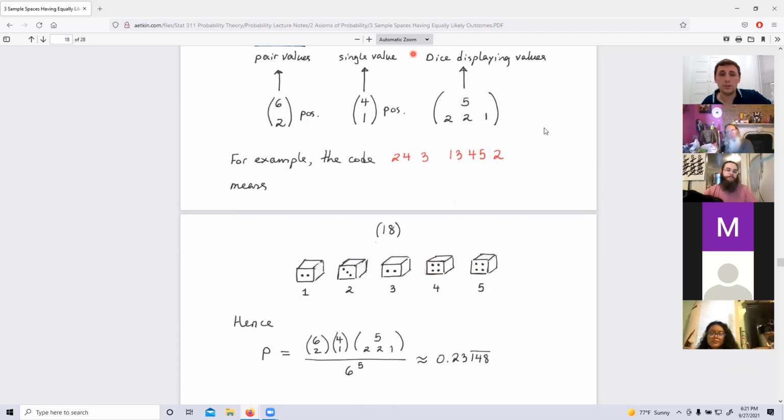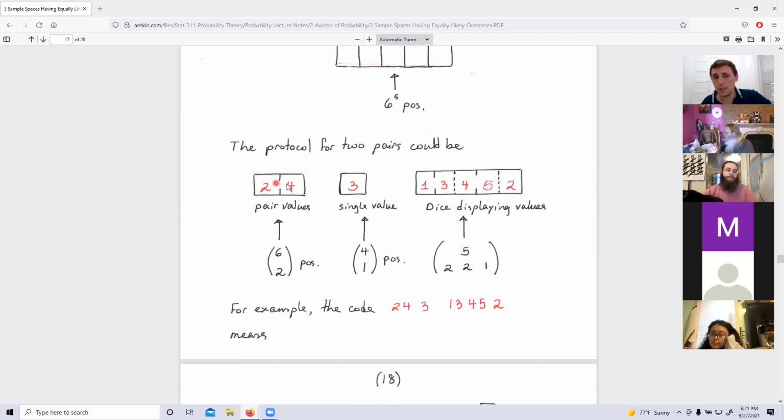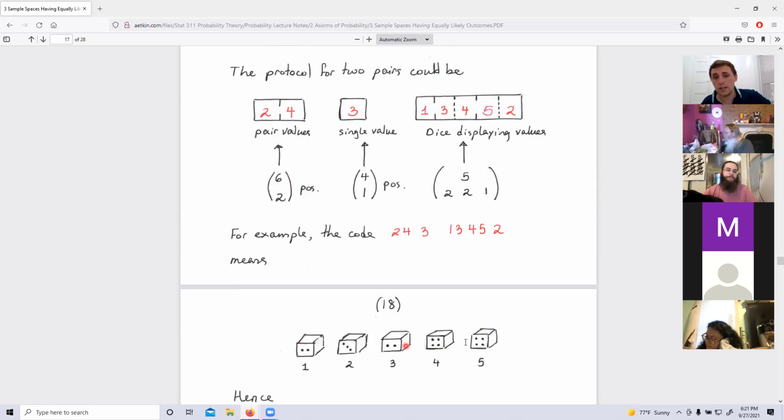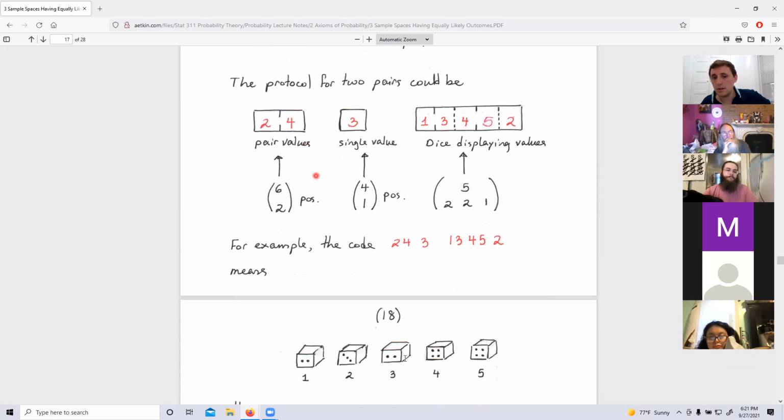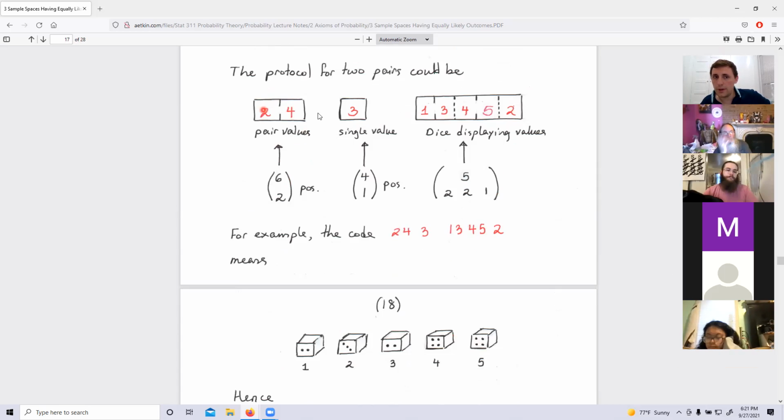So let's see if this code works. You agree with that? Look at it. So how do I write this information into my boxes? The pair values: the smallest pair value is 2, the larger pair value is 4. Agreed? This information is not enough to know everything, right? And then of course I need to know that 1 die is displaying 3. So those are the numbers, 2, 4, and 3.